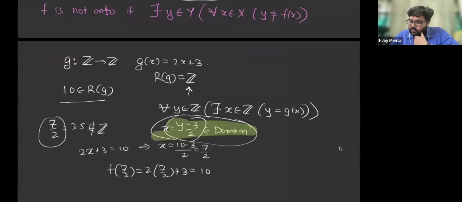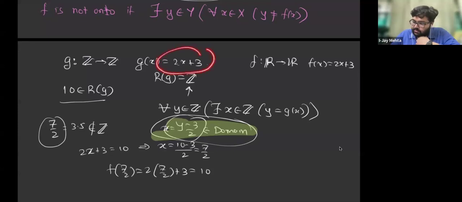And that is why this function is different. F we considered from R to R, f of x equals 2x plus 3. See, the same type of assignment is there. The formula is the same, but it depends on the domain. So G is not onto. F is onto. This we proved previously, but G is not onto.